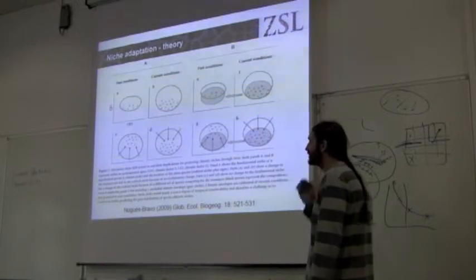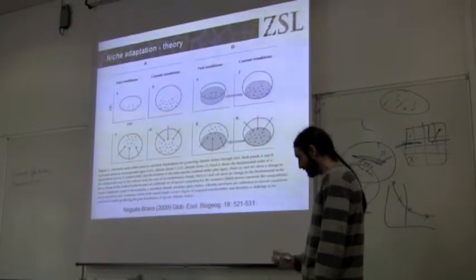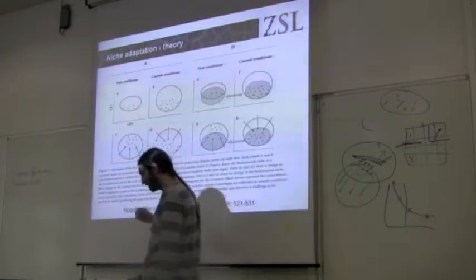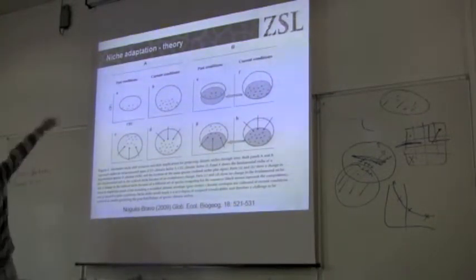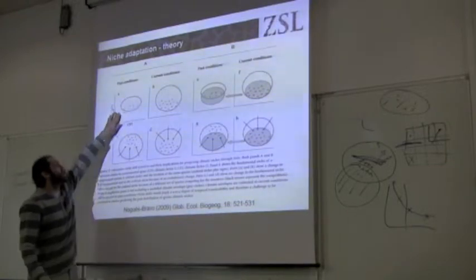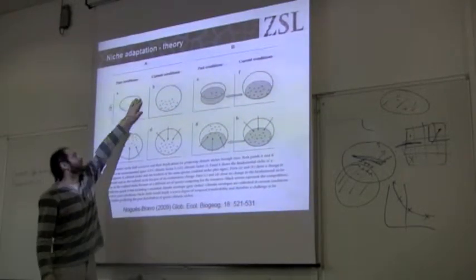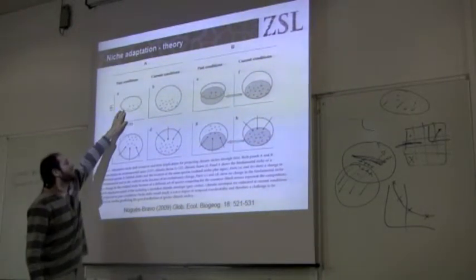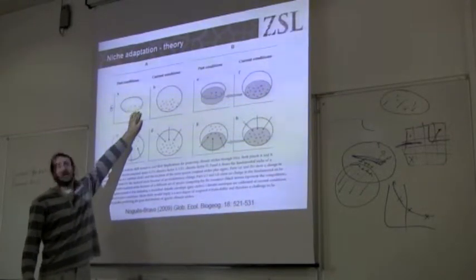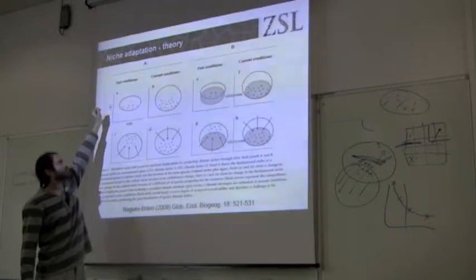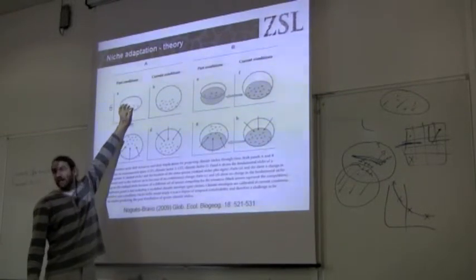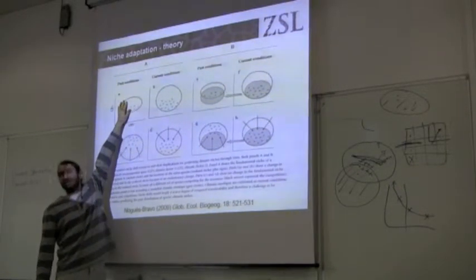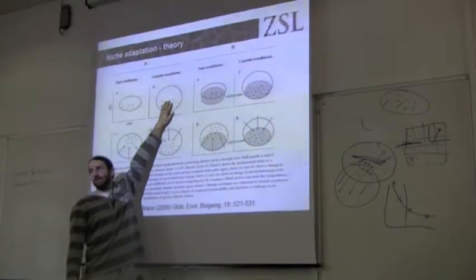So, the question is, is this different evidence of adaptation? Let's spend a little bit of time thinking about the theory. Here we've got our dotted line, let me just recall what these are. The dotted line shows the fundamental niche in environmental space. The little dots show the realised niche, where the species actually occurs. Here's our past conditions, here's our current conditions.